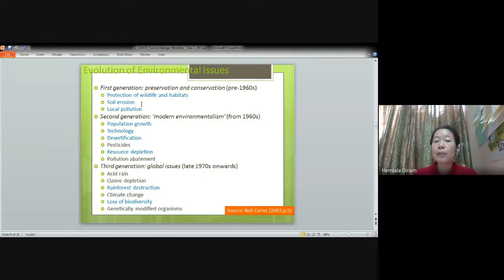Now, in this first generation phase of preservation and conservation, from the points mentioned, we also clearly know that people are more focused on wildlife protection or soil erosion and local level pollution.